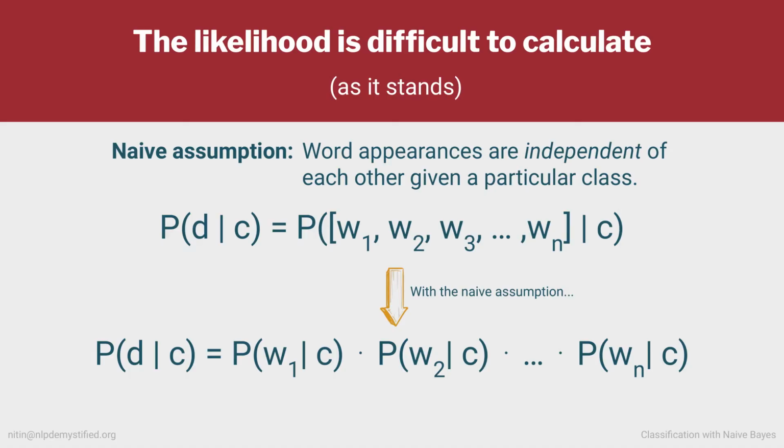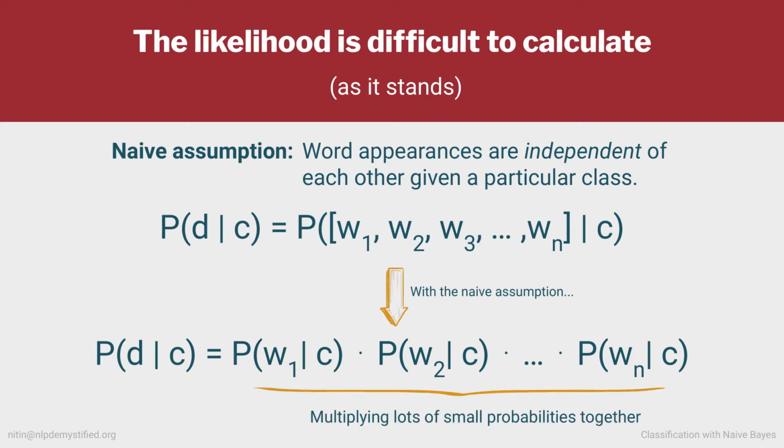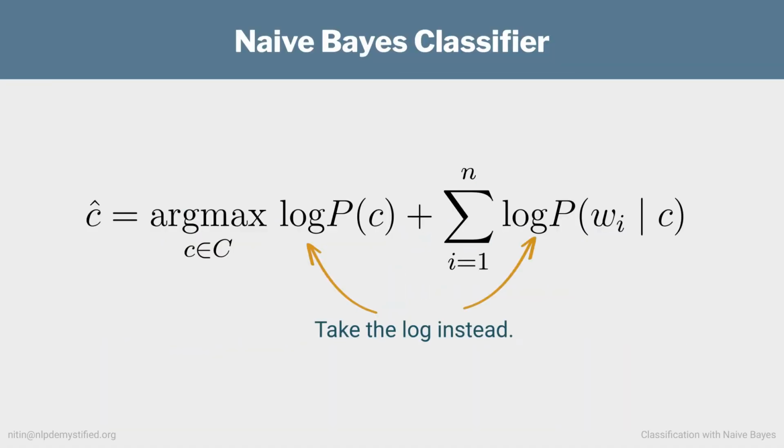Now, there is one more issue here. We'll be multiplying a lot of small probabilities together, and if a document is long enough with a diverse vocabulary, this can lead to underflow, where the number is so tiny that our computers can't represent it in memory. To deal with this, we work in log space instead. So we take the log of the prior, and for the likelihood, we take the log of each individual word probability and add them together. And this is the naive Bayes classifier.